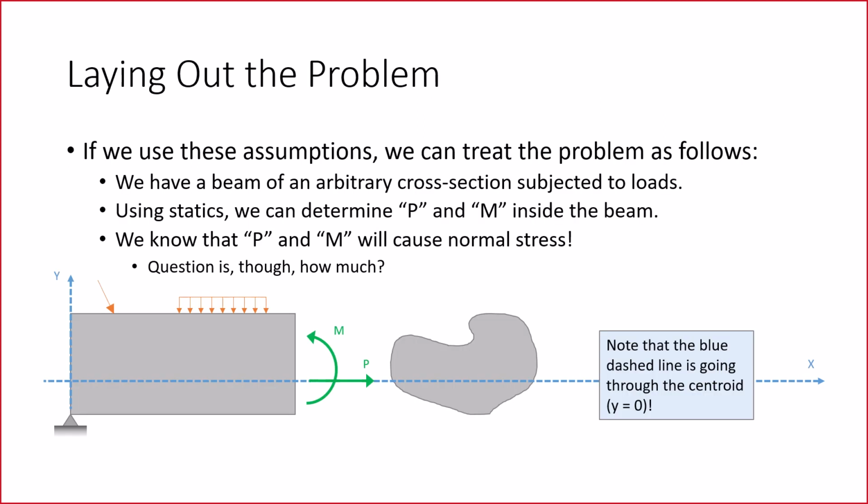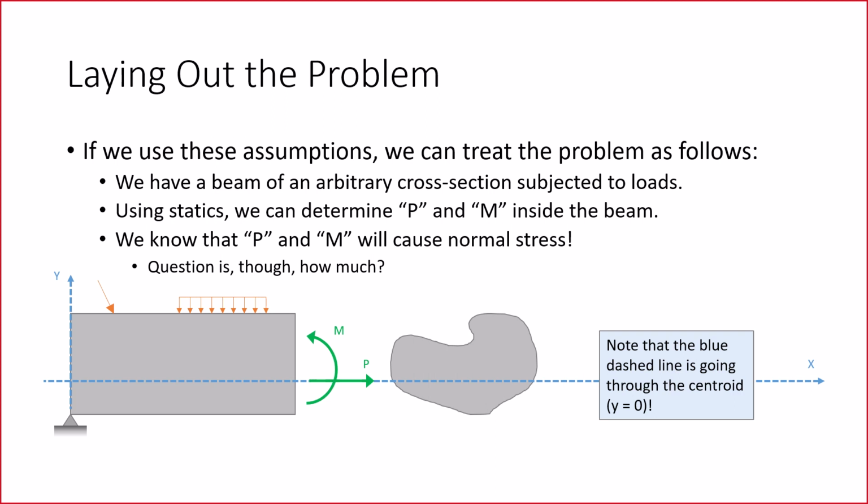Now, let's lay out the problem. So let's say I have a beam, and it's subjected to a series of point loads. I've got a distributed load, whatever loads are on it. Now, I've drawn myself a little coordinate system, and where I'm placing the coordinate system is right here. So the y-axis goes like this. What about the x-axis? And more specifically, what's going on with this hullabaloo down here?